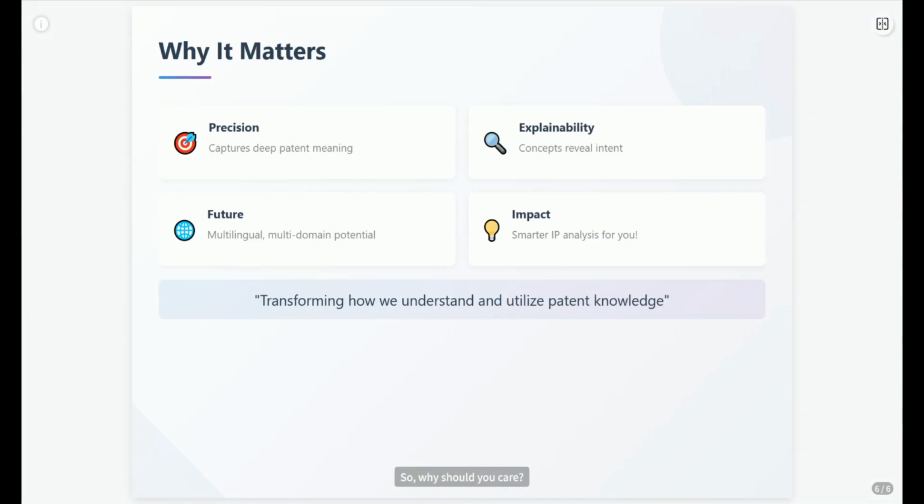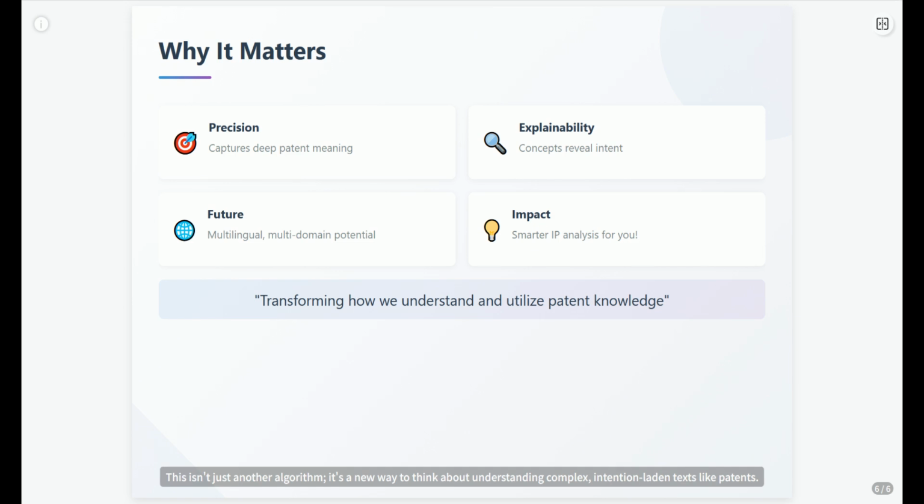So, why should you care? DIKWP offers precision beyond keyword matching. It provides explainability. You can peek inside the model's head to see which concepts it's using. And it's not just for Chinese patents. The framework scales. Think multilingual analysis, cross-domain insights, even analyzing entire patent portfolios.